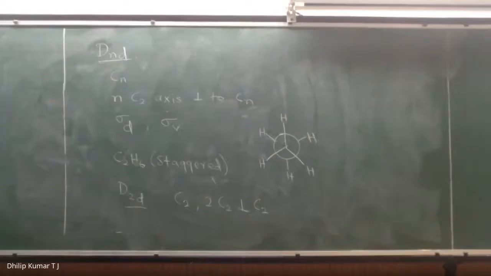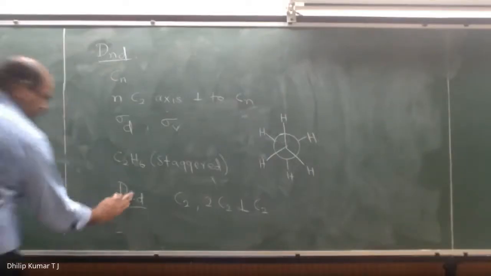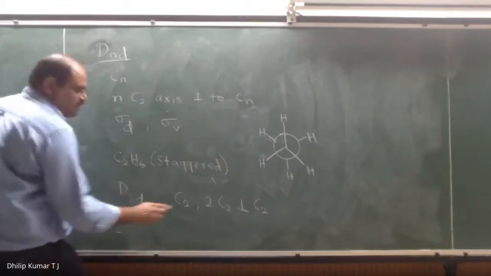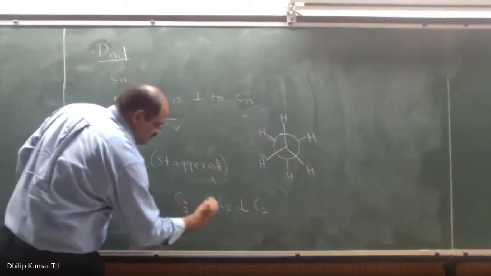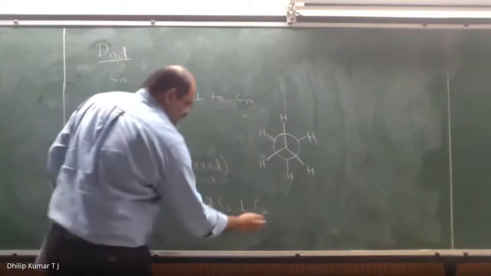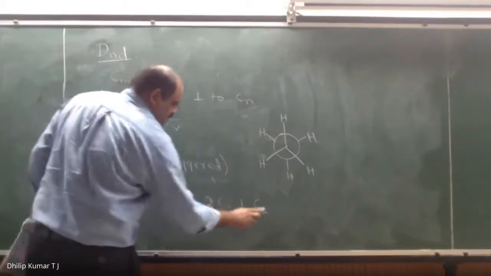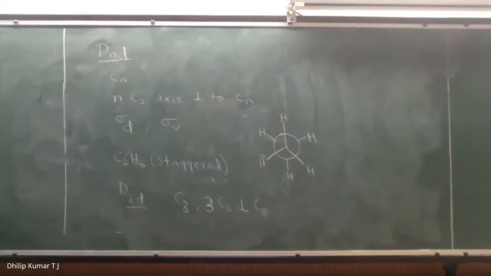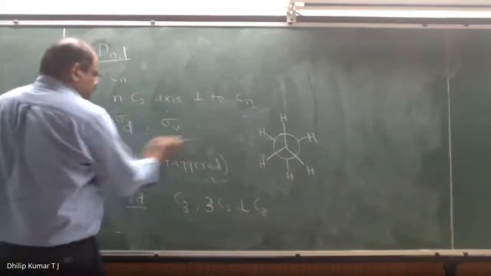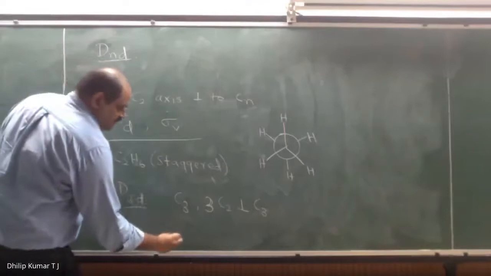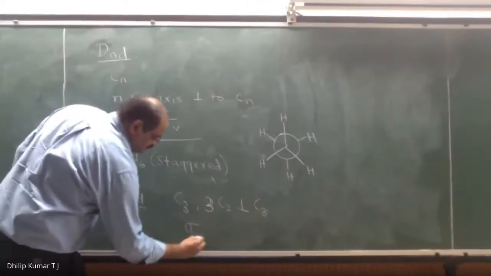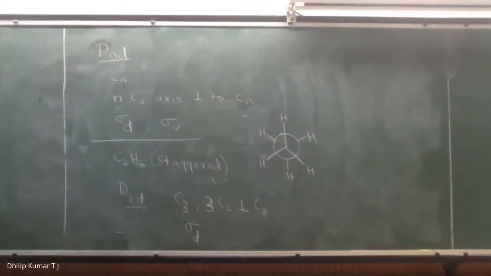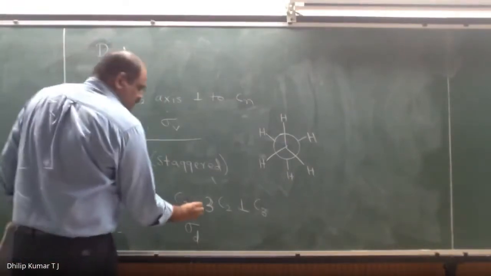So it's D3d. So it should be D3: C2 perpendicular to the principal axis C3. And what else? And then it has sigma d. Okay, everyone get this?